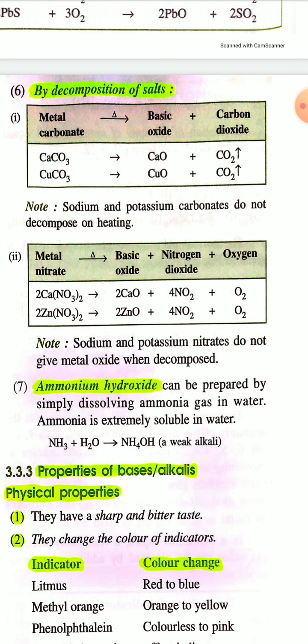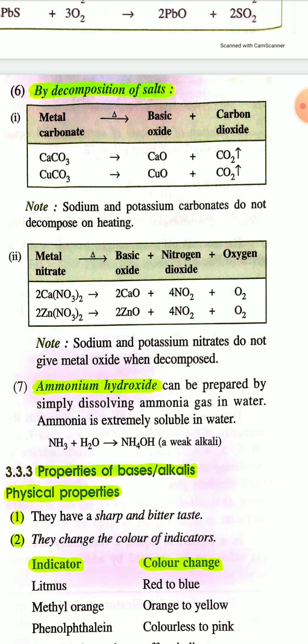One point you have to remember here: sodium and potassium carbonate do not decompose on heating. They are stable to heat. That's why they cannot produce basic oxide and carbon dioxide on heating. Sodium carbonate and potassium carbonate do not produce basic oxide, that is sodium oxide, and carbon dioxide on heating.